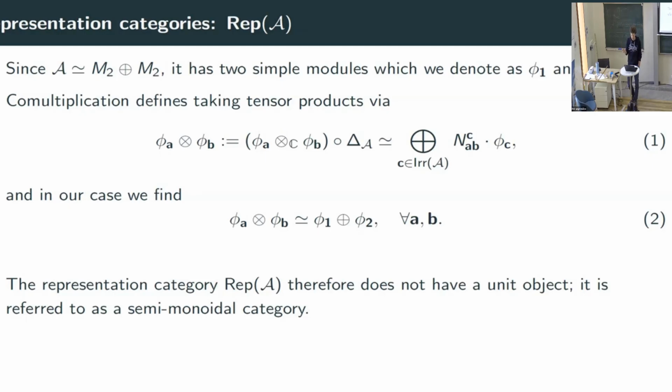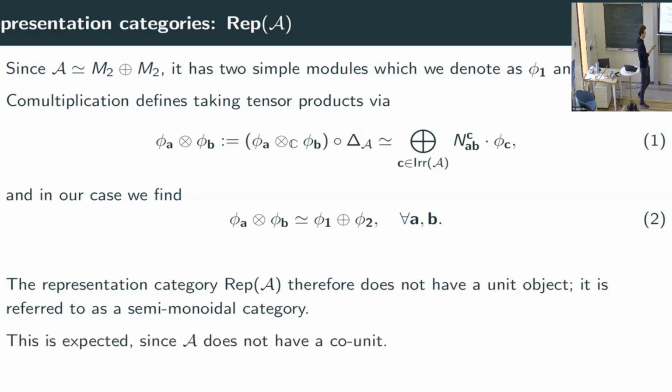The better name would be semi-monoidal category, or in the EGNO book, they use the term semi-group category. I don't really know what the appropriate name would be. The fact that you don't have a unit is expected because the algebra doesn't have a co-unit. So that's kind of where that is coming from. But other than that, this is a fine semi-monoidal category. It's semi-simple. I can compute associators for this thing. And it's something that turns out to be relevant for this particular lattice model.